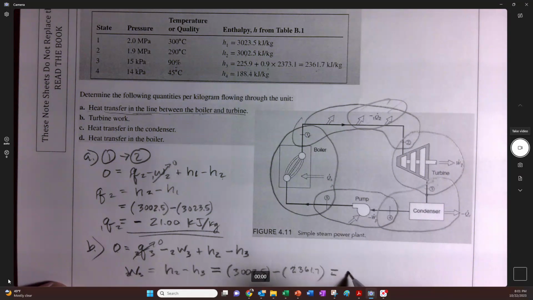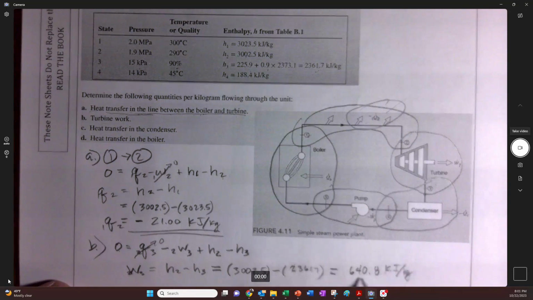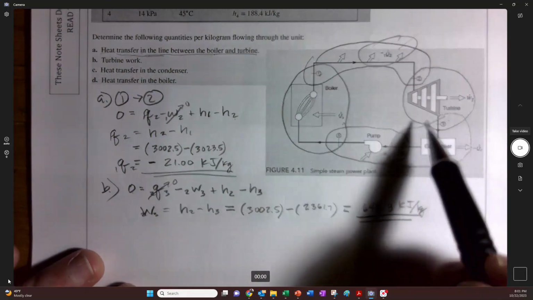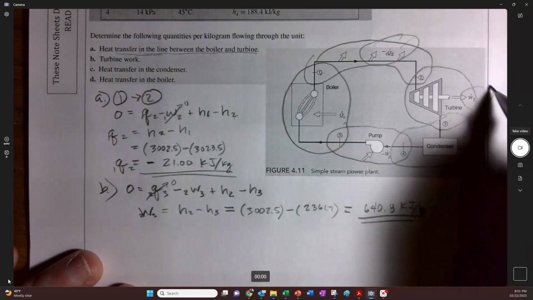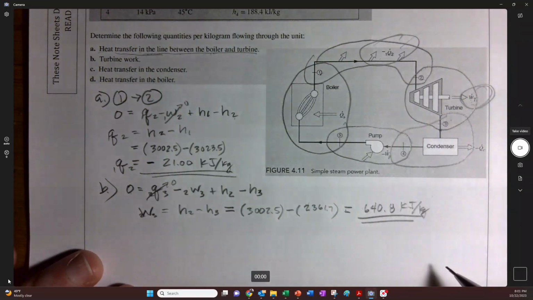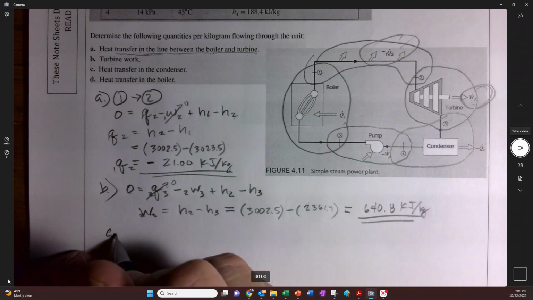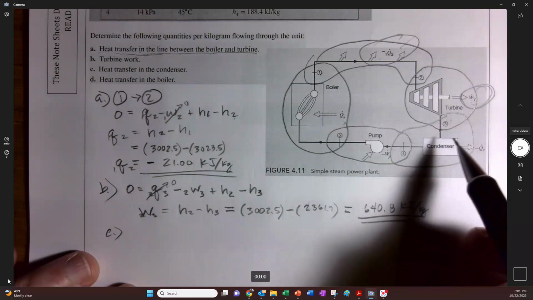So you get 640.8 kilojoules per kilogram, and so that's the output. And the whole point of the cycle is to get that work right here, that work output, that shaft work. But unfortunately, in order to get that, we have to throw some heat away.